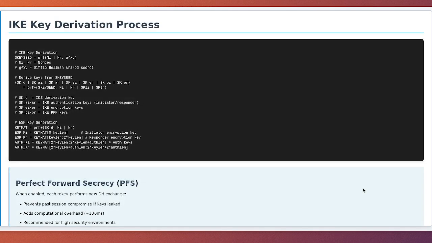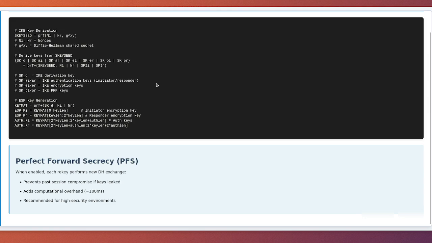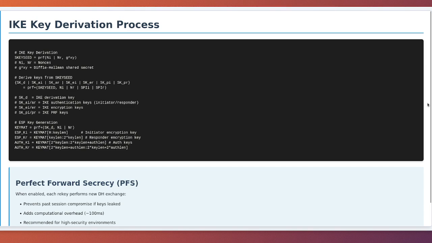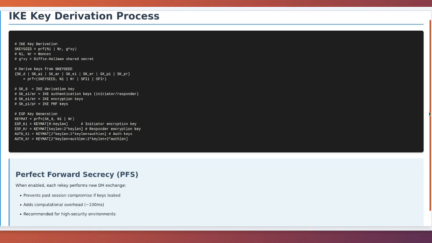Key management in IKE. Key management is the foundation upon which all IPsec security rests, and IKE provides a sophisticated framework for generating, distributing, and managing the cryptographic keys used by ESP. Understanding how IKE derives and manages keys for AES-CTR encryption is essential for anyone implementing or troubleshooting IPsec VPNs. Let me walk you through the intricate process of key generation and the lifecycle of these keys.